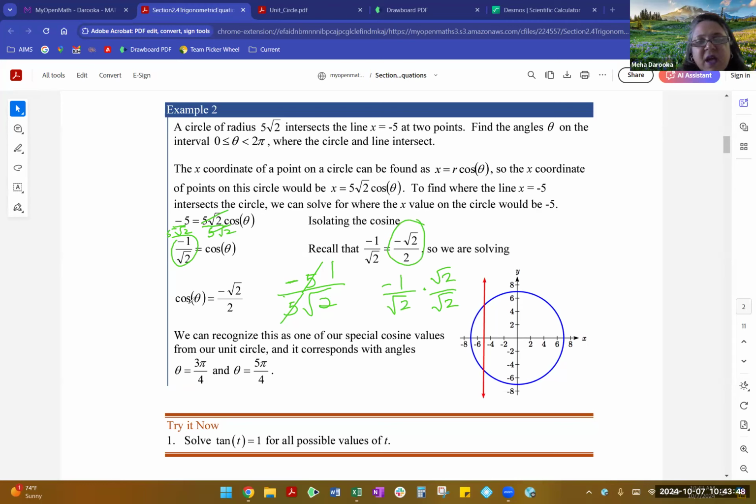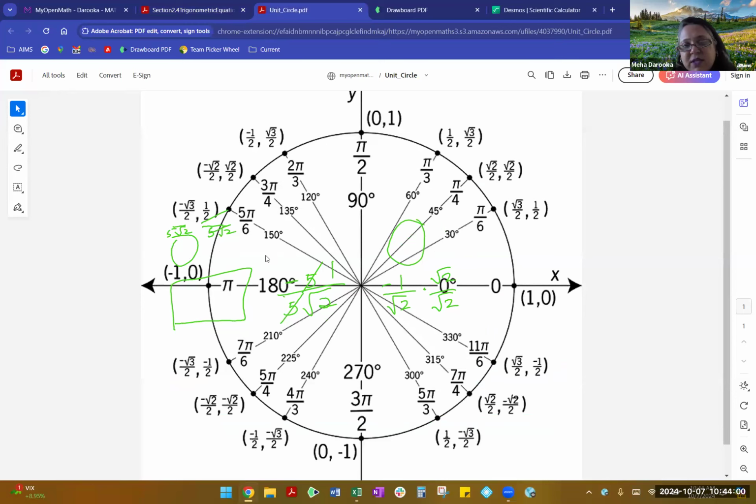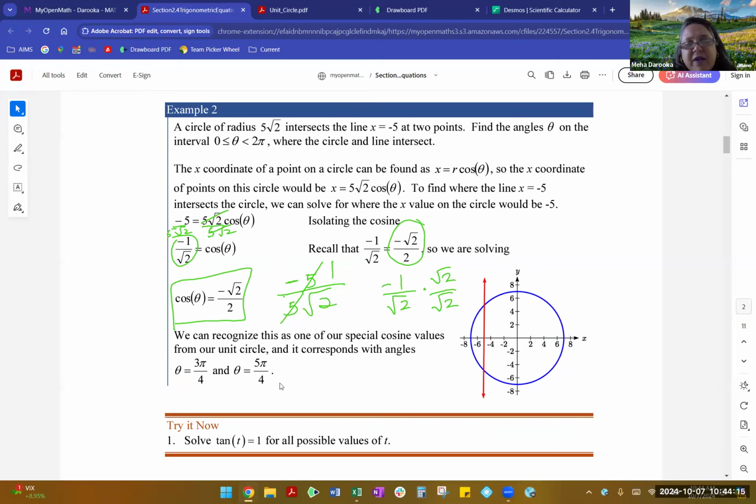Again, now we're saying, where is the cosine function going to have the value of negative square root of 2 over 2? And for this one, you can go back to the unit circle, because this is given to us on the unit circle. So you will see at negative square root of 2 over 2, you've got 3 pi over 4, and then negative square root of 2 over 2, you've got 5 pi over 4, right? So 3 pi over 4 and 5 pi over 4 is where it's going to be.